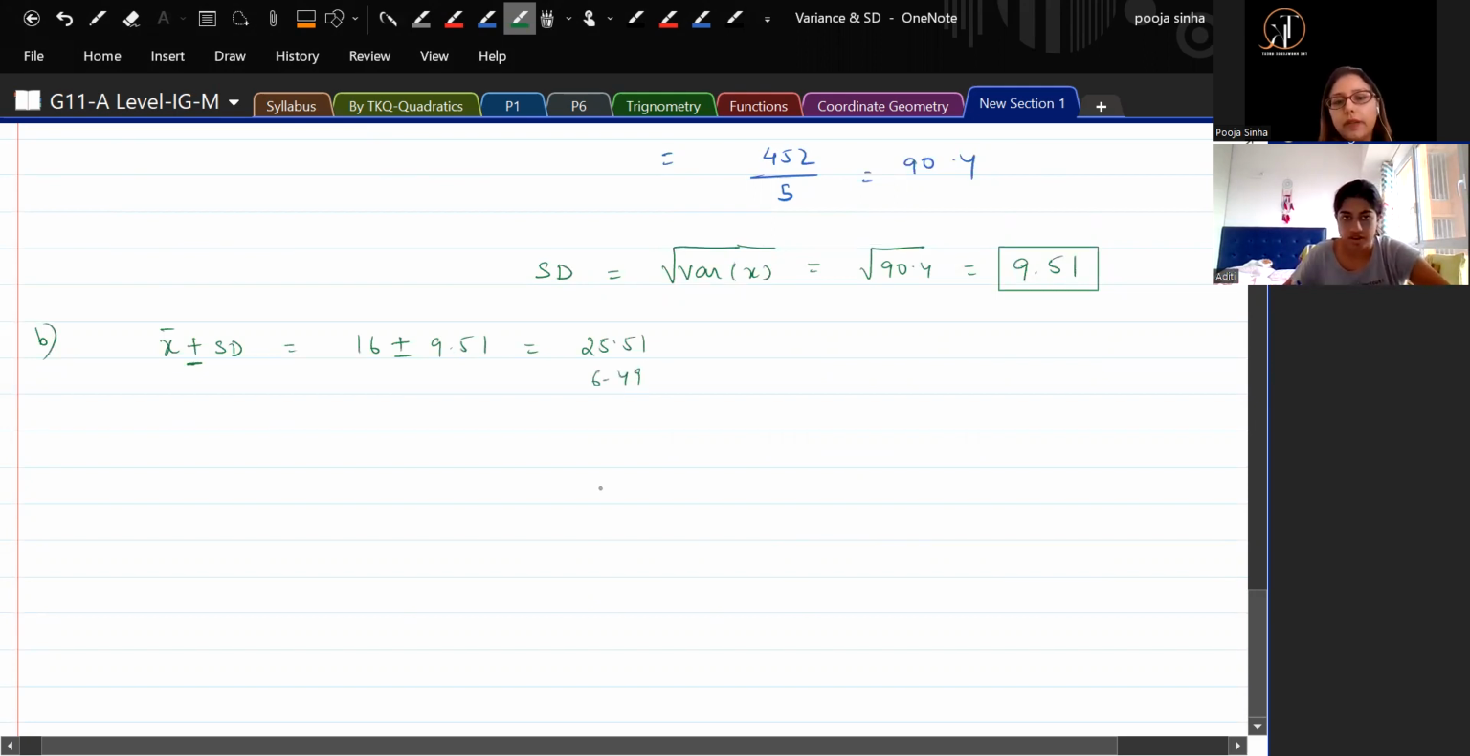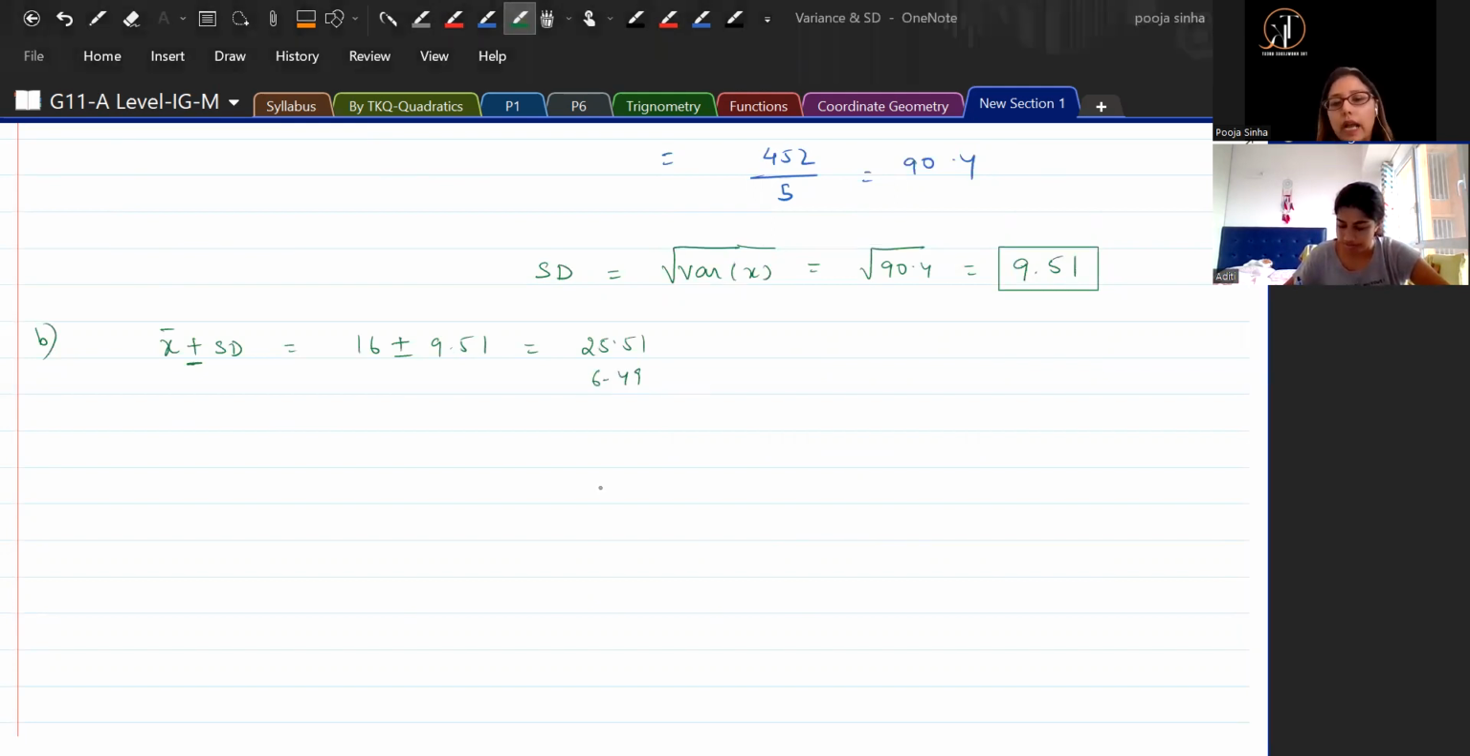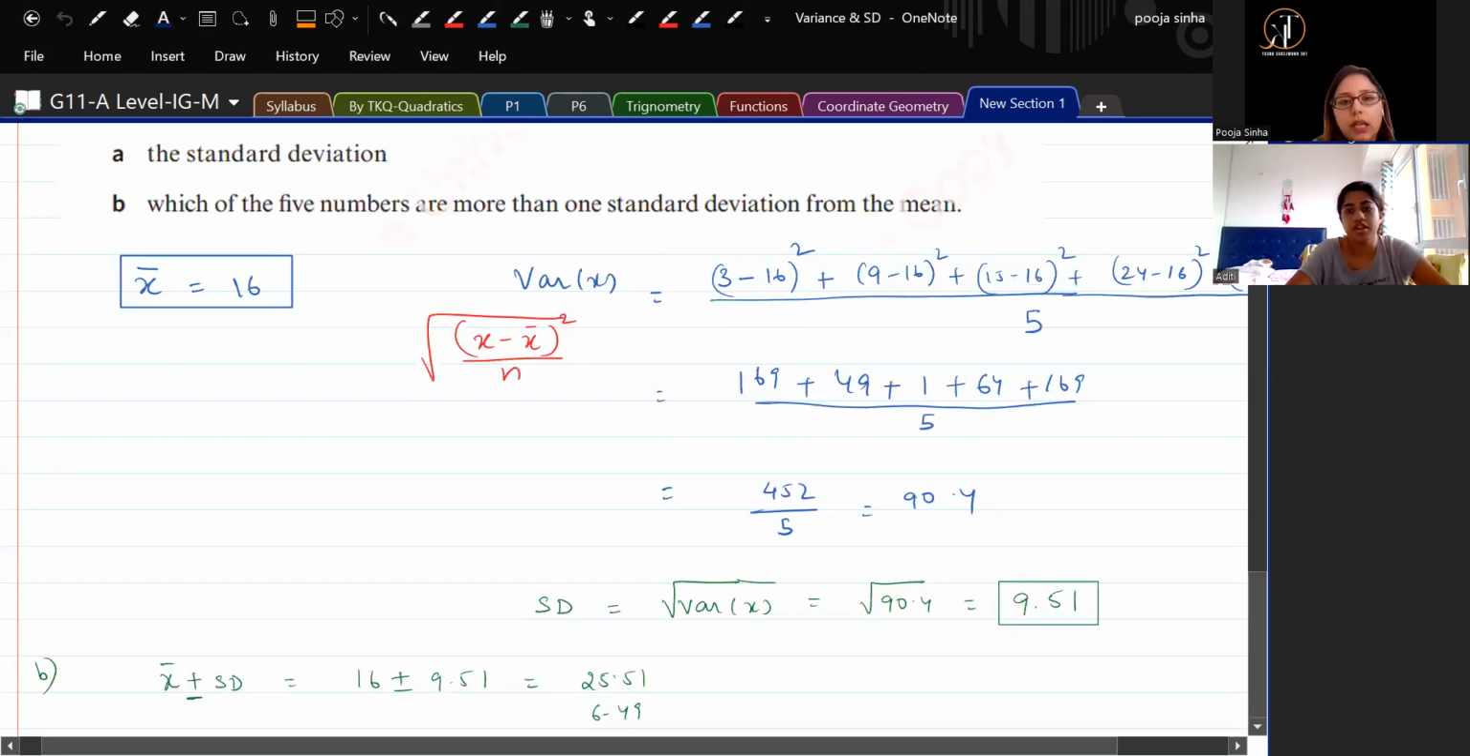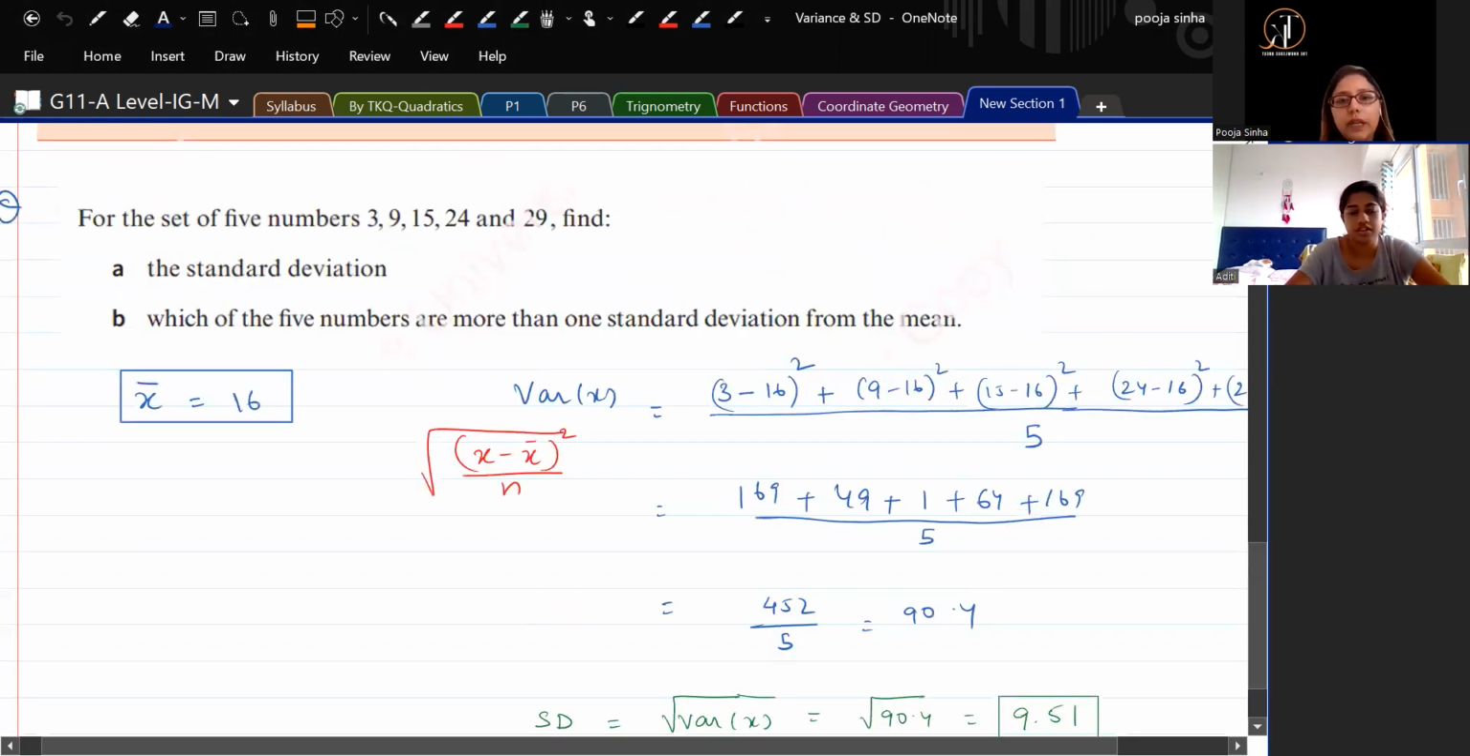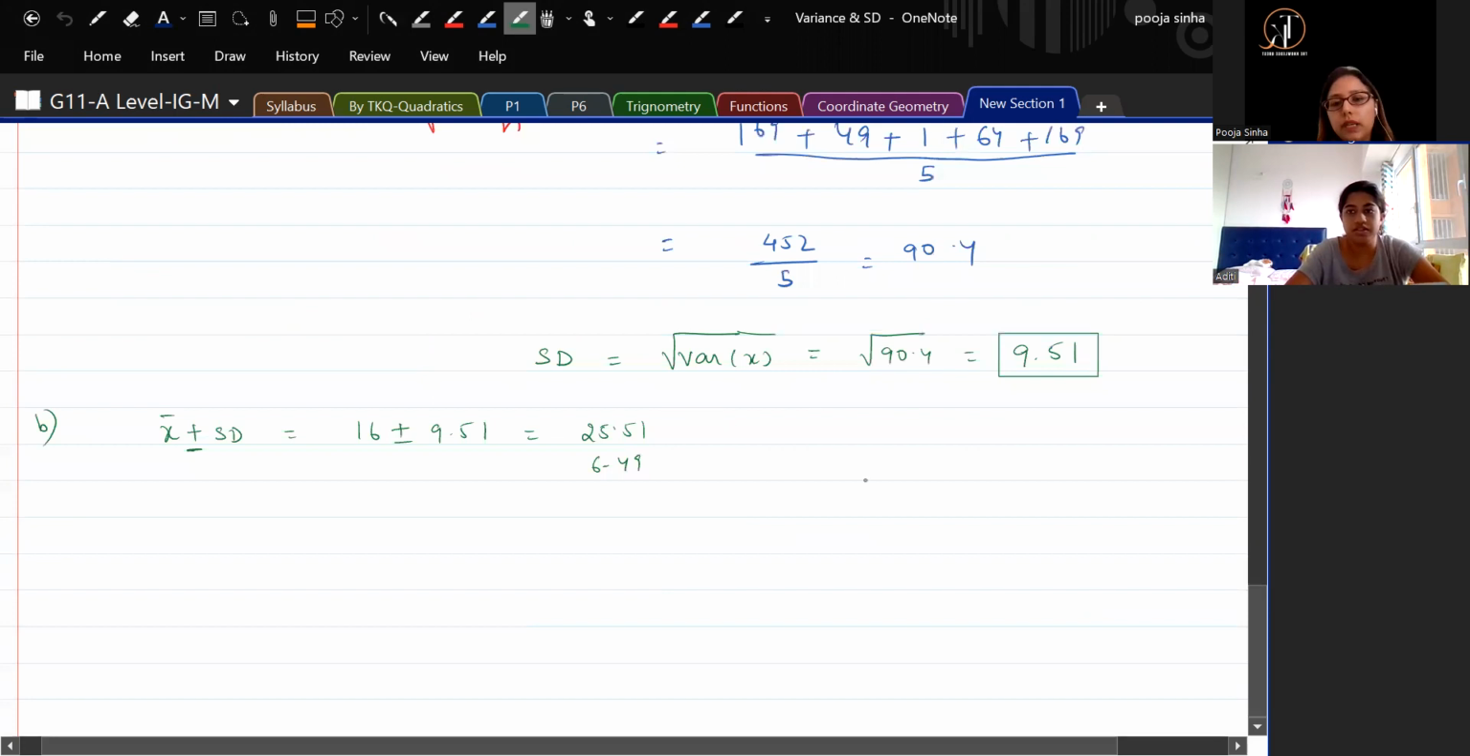6.49. So 25.51 and 6.49 are the 2 values that you're getting, right? Yeah. So you have to tell me that out of these values, 3, 9, 15, 24, and 29, which values are within range. Here is your mean, and the mean is 16. I'll just write it here. Mean is 16. And 1 standard deviation below means 6.49, and positive standard deviation is 25.51.